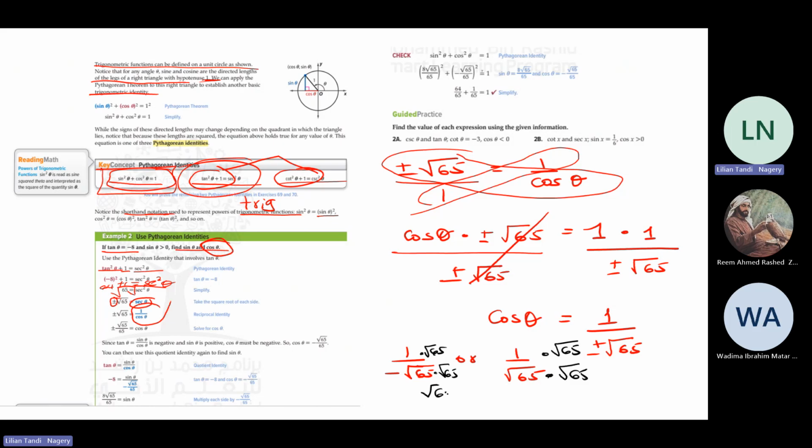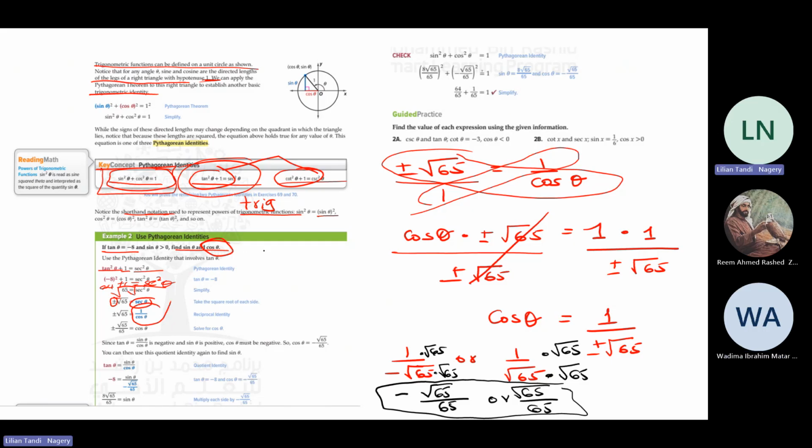Square root of 65 times square root of 65 is the radicand, so that's 65. But it should be negative because you have negative here, or square root of 65 over 65. So this is your answer. Are we together? Yes.